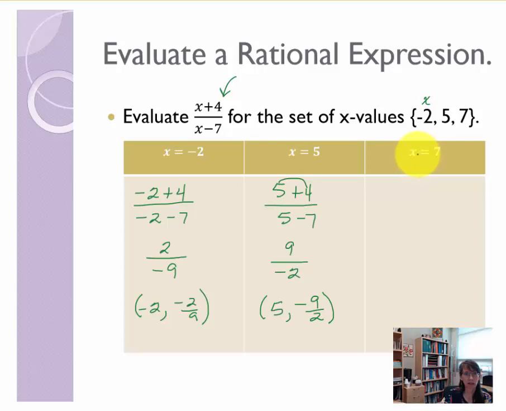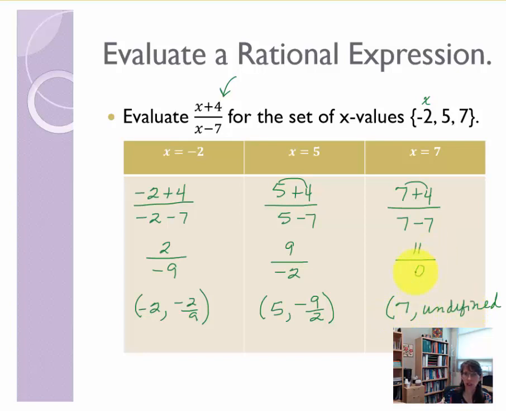Finally, we're using the x value of 7. So our replacement for x is 7. 7 plus 4 divided by 7 minus 7. The result in the numerator is 11. The denominator makes 0. So what happens when the input is 7? 11 divided by 0 is undefined. So we don't end up with any solution here.